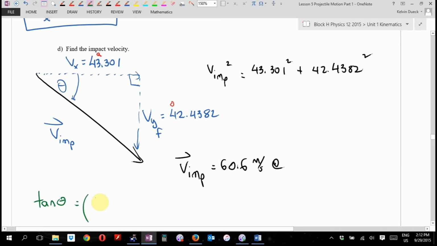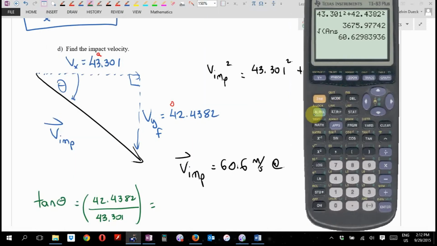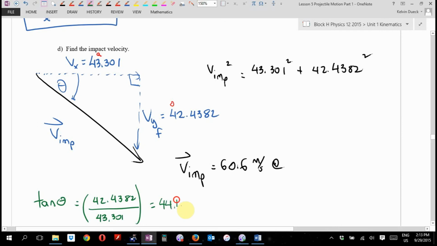Opposite over adjacent. Opposite over adjacent. 44.4, is that what someone said? Yep. 44.4 degrees.